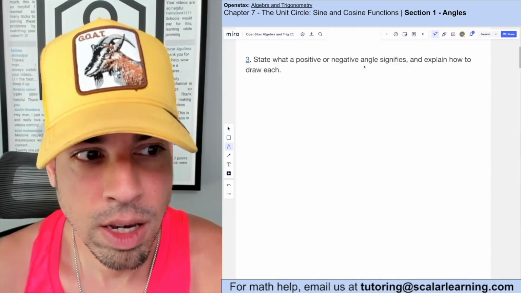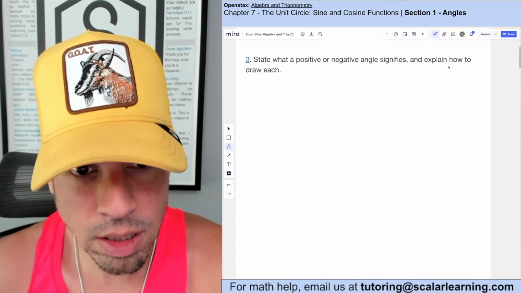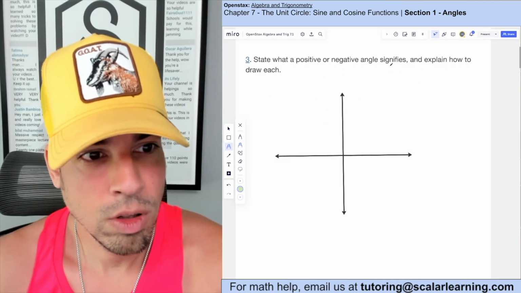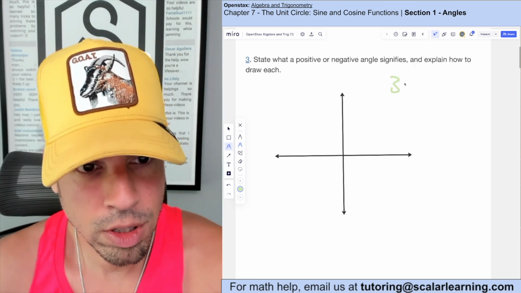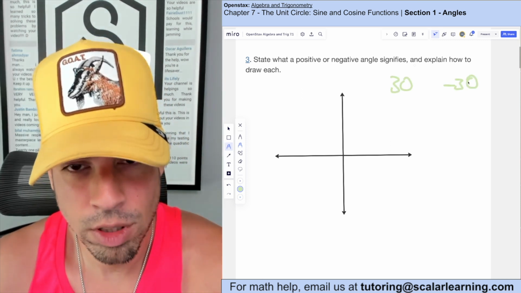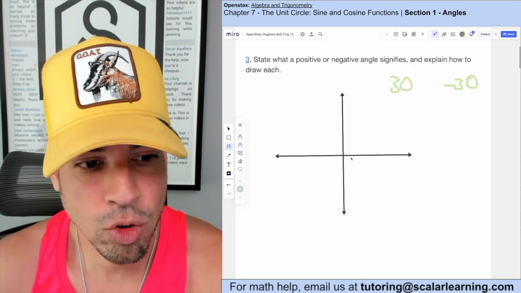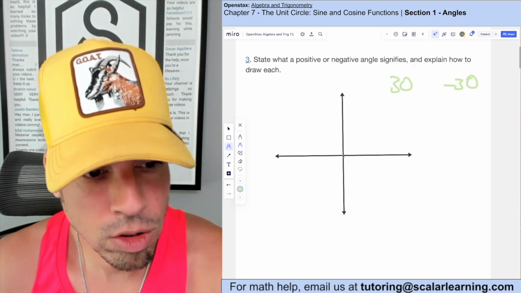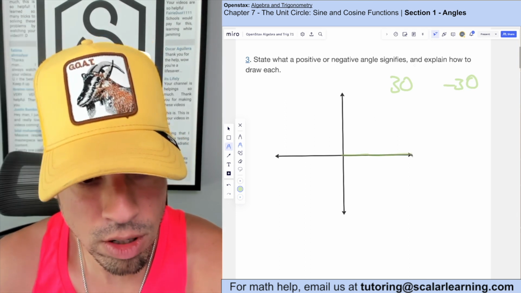Boom, done. State what a positive or negative angle signifies and explain how to draw each. Let's look at two examples: 30 degrees and negative 30 degrees, and how both of these might be drawn. First, we're always going to start at this side, our initial side.